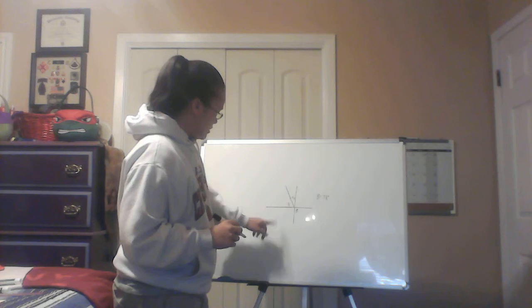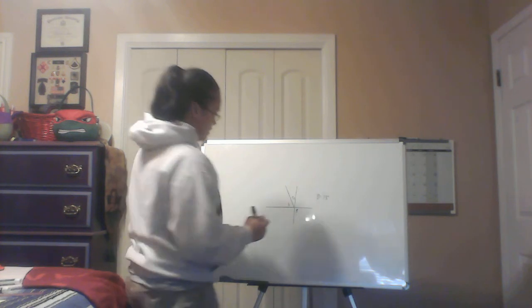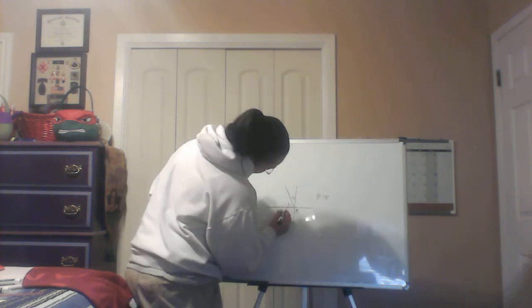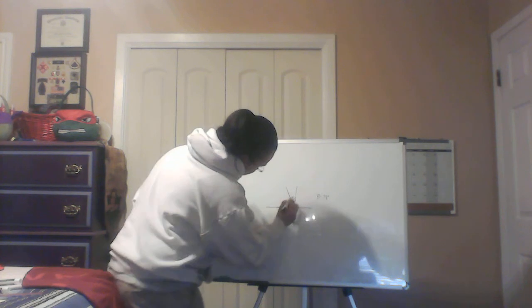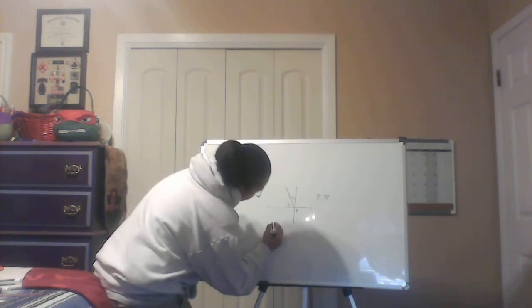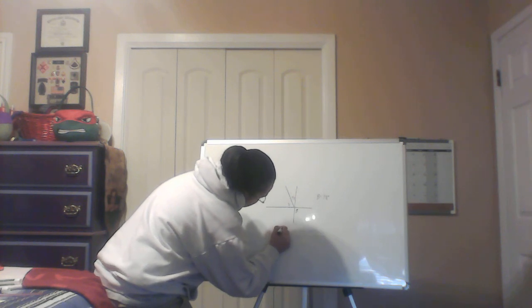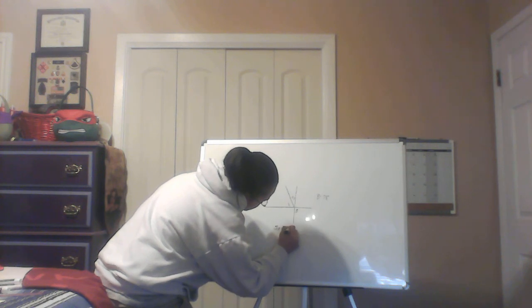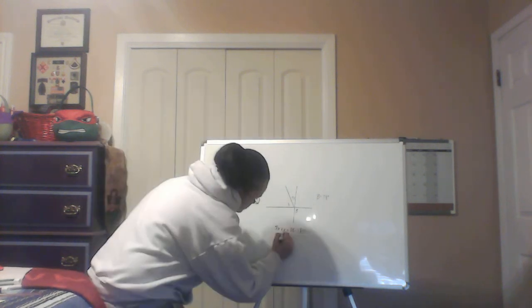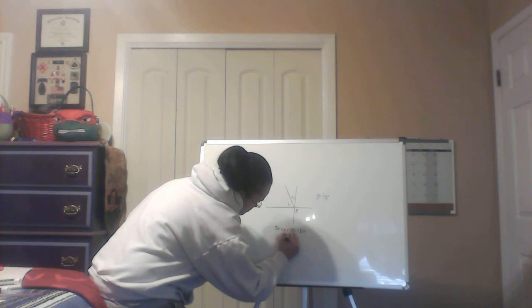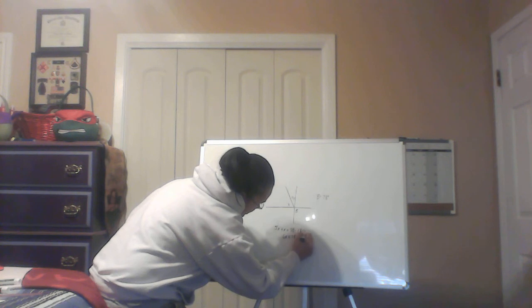Now in order to find this, we're going to have to solve for x. Now, we've got x plus 5x plus 78 equals 180. Okay. 6x plus 78 equals 180.